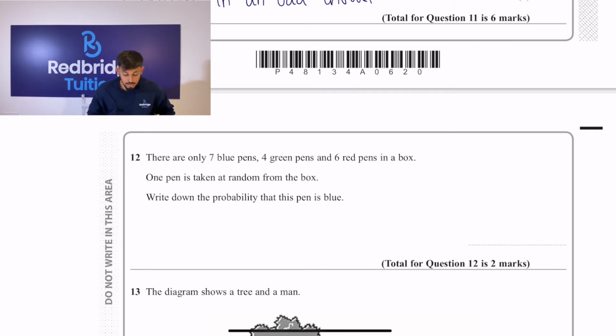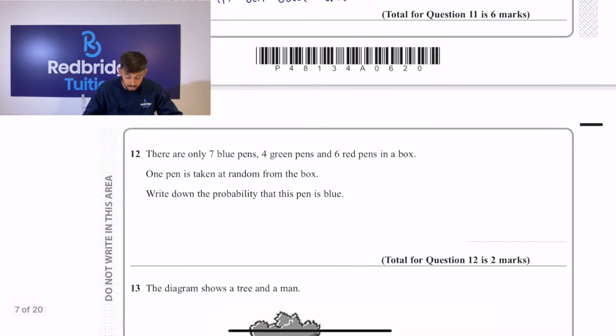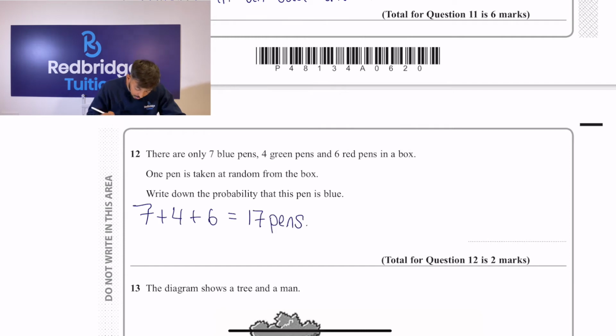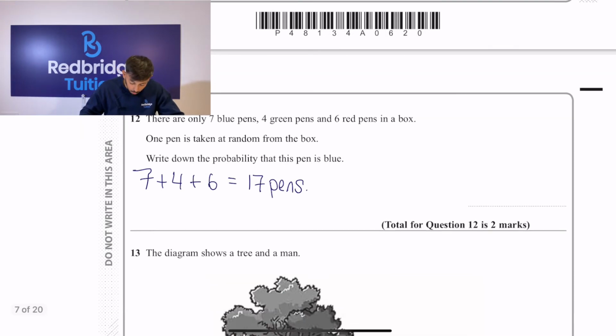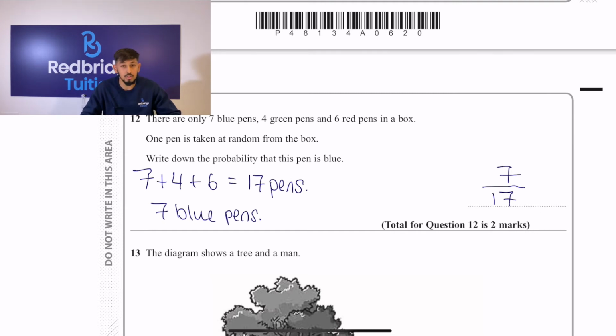So firstly, what we need to do is work out the total number of pens in the box. So we add the number of pens in total. So we have 7 plus 4 plus 6, which gives us a total of 17 pens in the box. Now, the question is asking for the probability that the pen is blue. So as we have 7 blue pens, our probability, so I'll just write that here for you, would be 7 over 17. And that's our simplified answer.